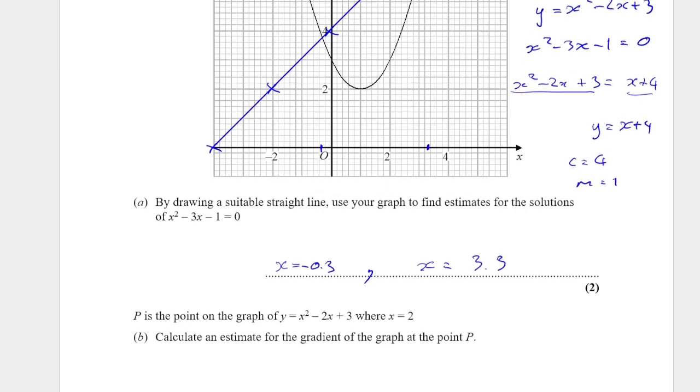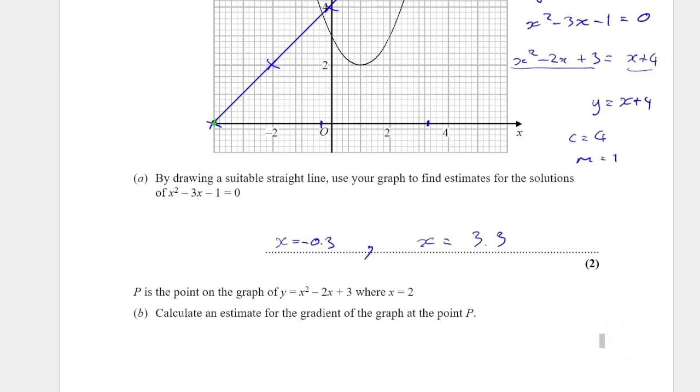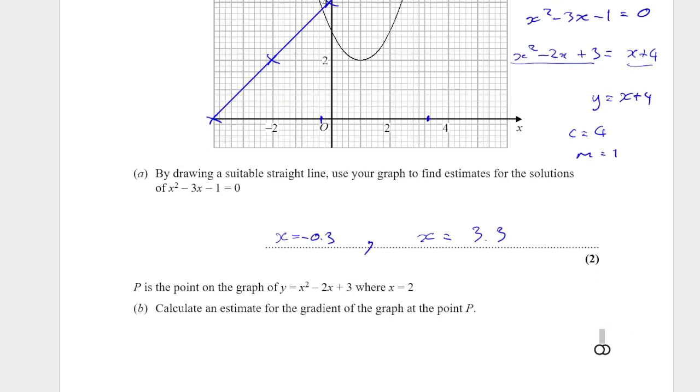Okay, and the mark scheme will give you a range of values on that one. Let's just have a look. Okay, pretty much perfect from me. So what they've suggested is that they will accept anything from minus 0.4 up to minus 0.2. And then for this one, they'll accept anything from 3.2 up to 3.4. So we were slap bang in the middle of both.